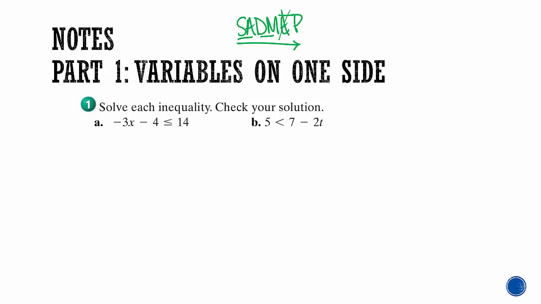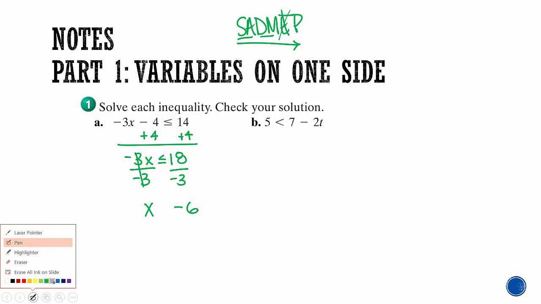So to get x by itself, all you have to do is add 4 to both sides. And then I have negative 3x is less than or equal to 18. And then divide both sides by negative 3. Now the thing you have to remember is that if you divide by a negative number or multiply by a negative number, your sign has to change directions. So instead of munching on the number part, it's going to munch on the variable part.